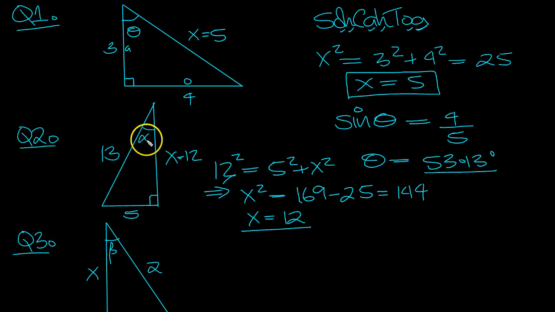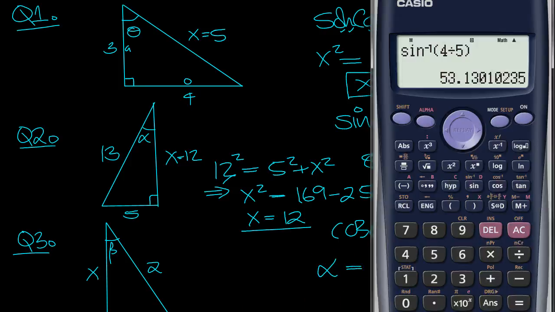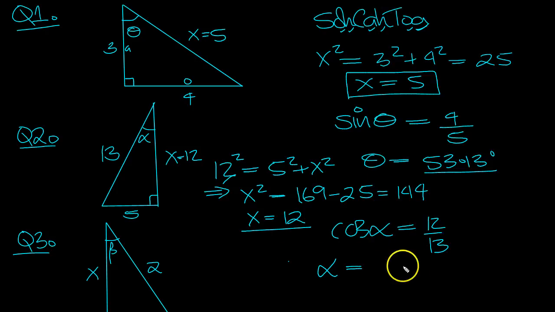So it's a 5, 12, 13 right angle triangle, as we knew. This angle here, we can use anything we want. Let's use the cosine ratio to get the cosine of alpha. Adjacent over the hypotenuse, so it's 12 over 13. So shift cos of 12 divided by 13. 22.62 degrees. So that's that one.